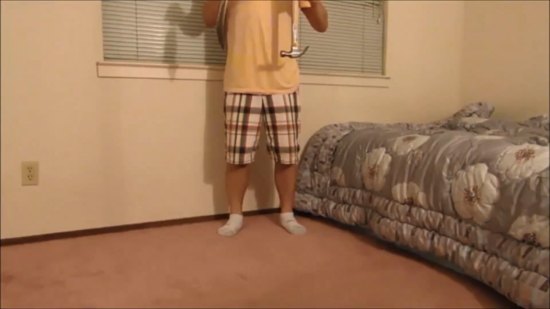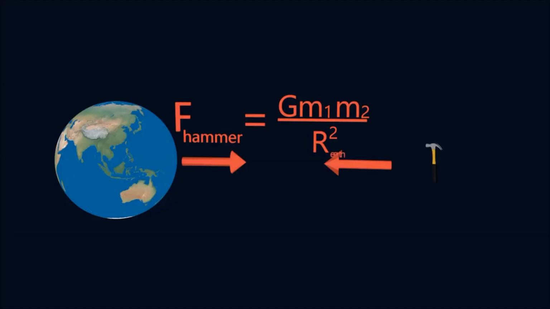Let's insert the radius of the Earth. We have the mass of the Earth and the mass of the hammer. According to Newton's second law, the force on the hammer is the acceleration on the hammer times the mass of the hammer. So let's insert that.